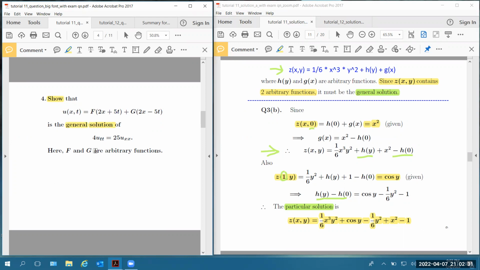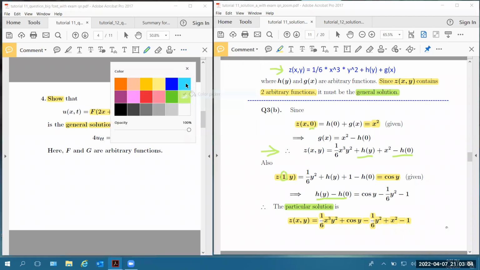Now that they say f and g are arbitrary functions, we understand the meaning of this. This means f is a function, and the argument inside is 2x plus 5t. Likewise, we understand this notation: g is a function, and the argument is 2x minus 5t. So there are two things here.